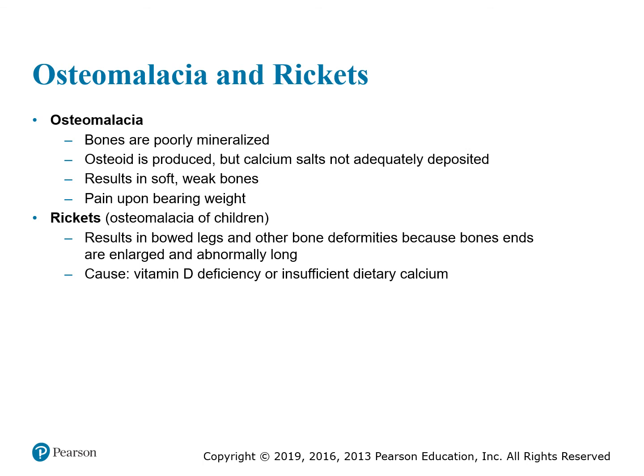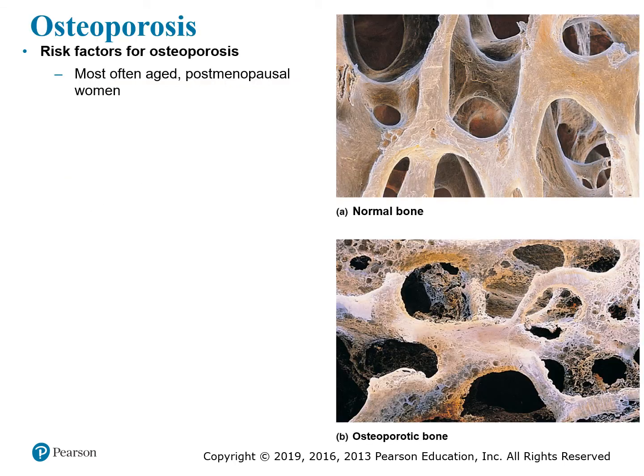At this point, the bone ends are enlarged, the bones are abnormally long, and the diaphyses are a little bit thinner. And again, this is going to result in bowed legs. The cause of all of these is either insufficient calcium, or it could be vitamin D deficiency. So remember that even if you're getting enough or maybe even too much dietary calcium, without an adequate amount of vitamin D, you're not going to get the absorption of calcium from the GI tract.